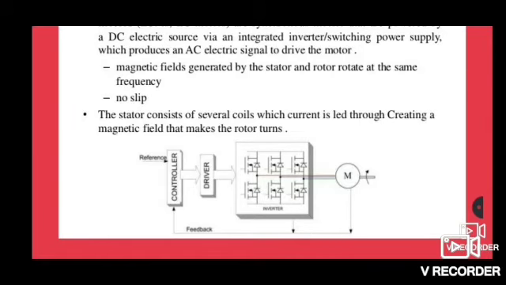The magnetic fields generated by the stator and the rotor rotate at the same frequency. It has no slip, that is ns minus n equal to 0. The stator consists of several coils through which current is led, creating a magnetic field that makes the rotor turn.